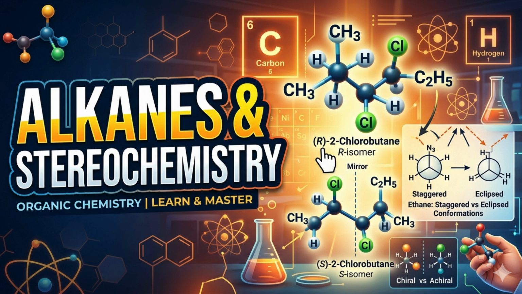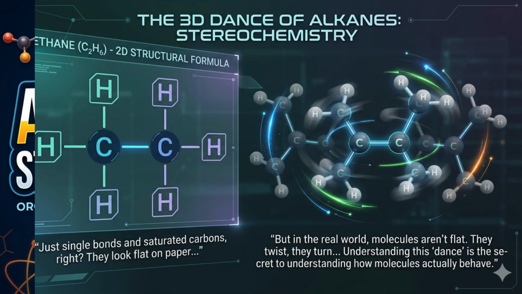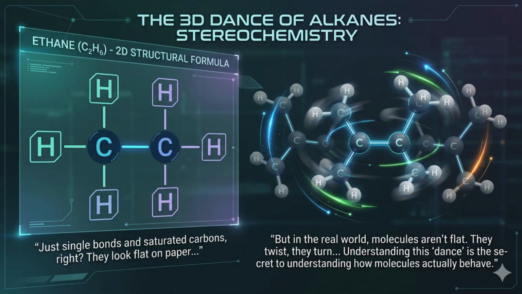Welcome to the 3D structure of alkanes. Today, we're exploring the world of stereochemistry. On the left side, we see the standard 2D structural formula for ethane, C2H6. It's laid out in a basic grid: carbon atoms in the center, hydrogen atoms branching off at rigid right angles. Just single bonds and saturated carbons, right? They look flat on paper.